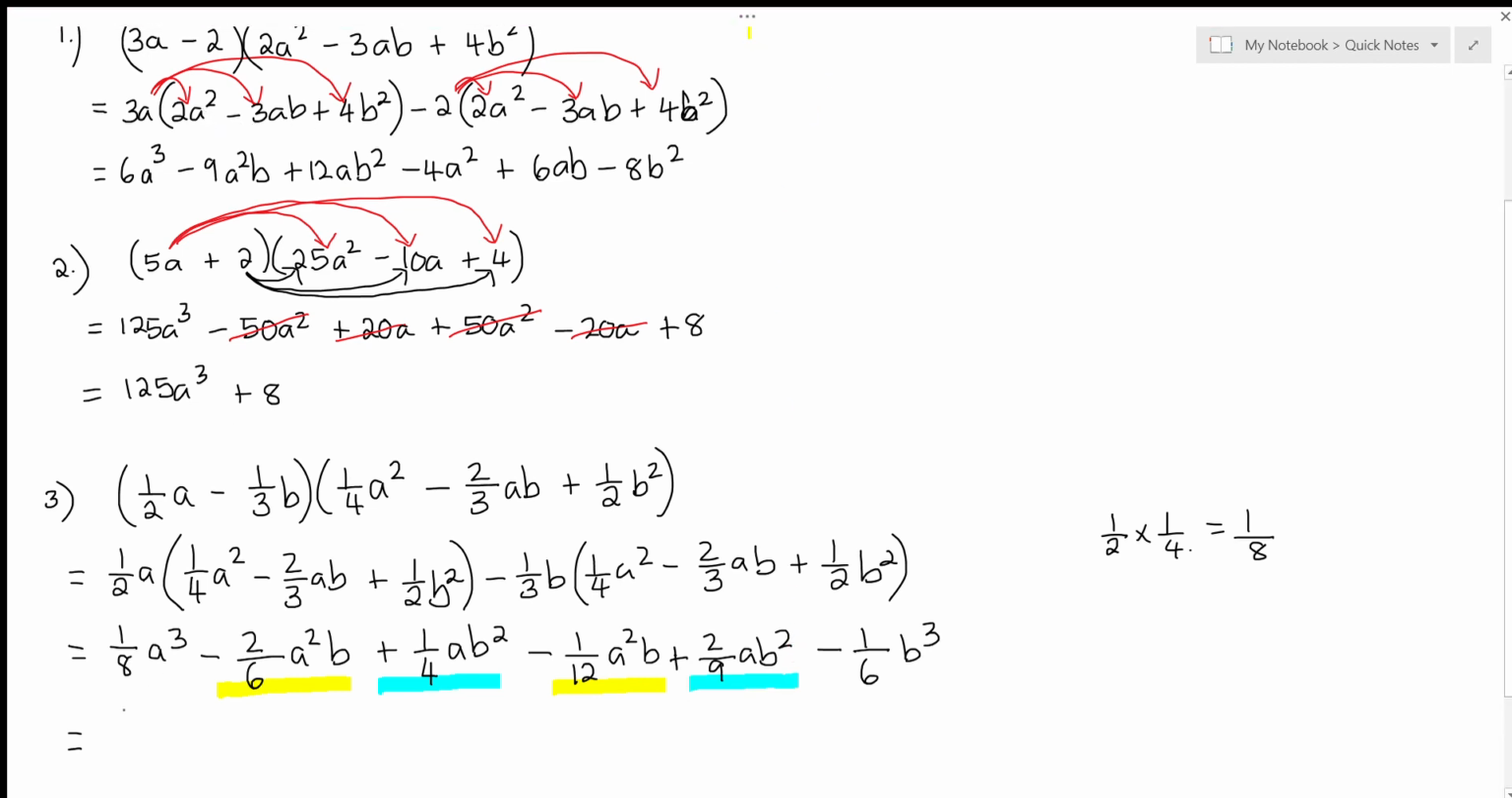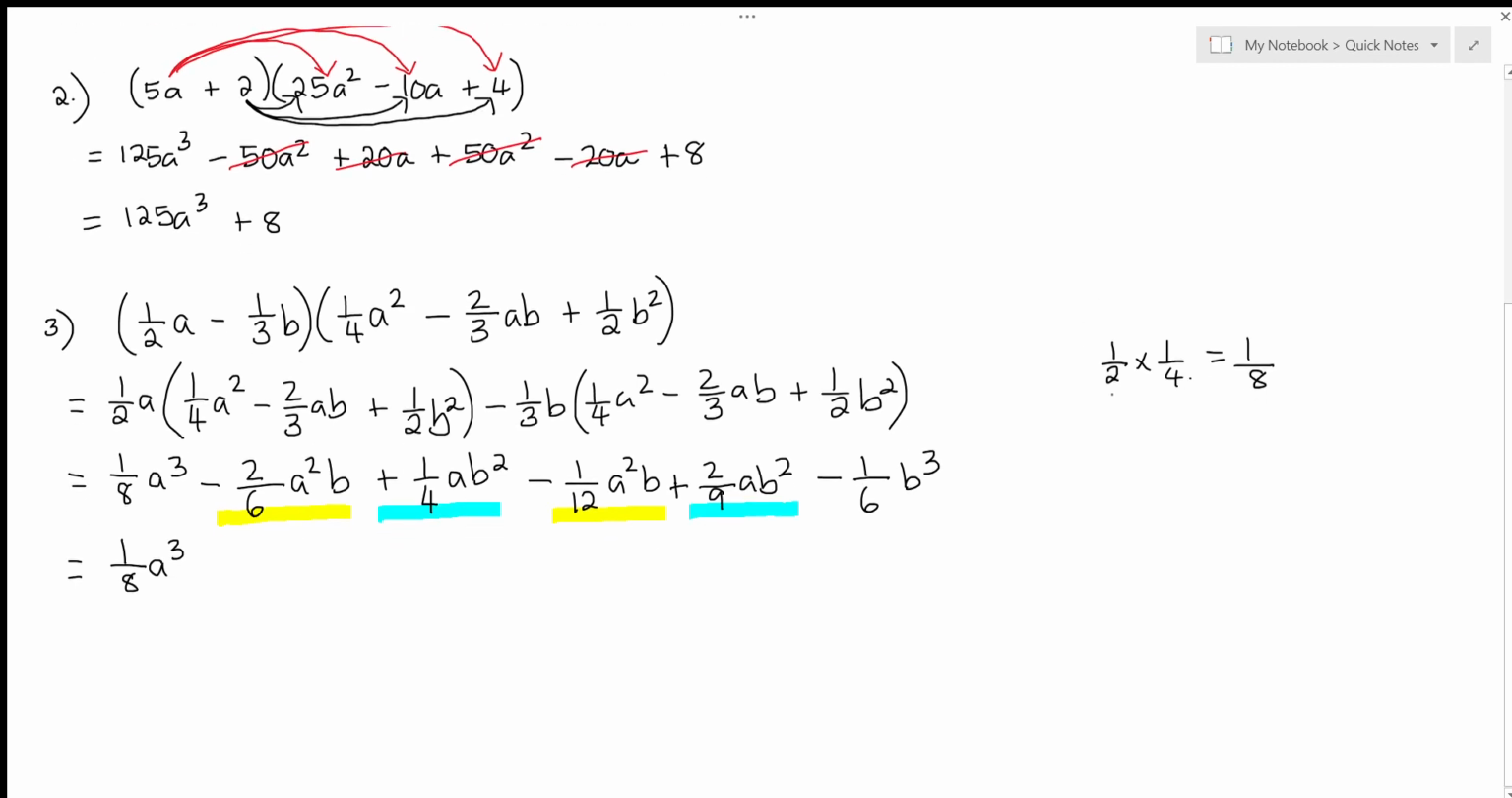Depending on whether you are allowed to use a calculator or not, I don't have a calculator on me, so I'm just going to work them out quickly. If I have negative 2 over 6 minus 1 over 12, I would work out my lowest common denominator, which is 12. So I'm going to multiply by 2 here. 6 times what would give me 12? 2. So here I have negative 4 minus 1, which would give me negative 5 over 12. So we're going to have negative 5 over 12 a squared b.